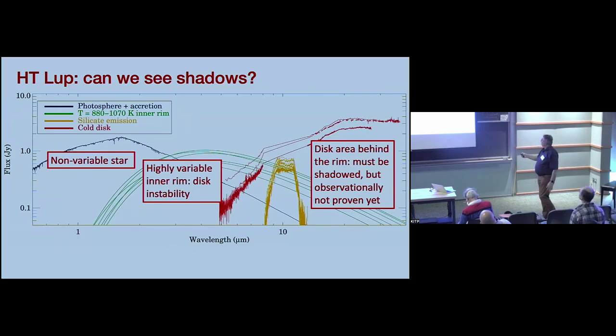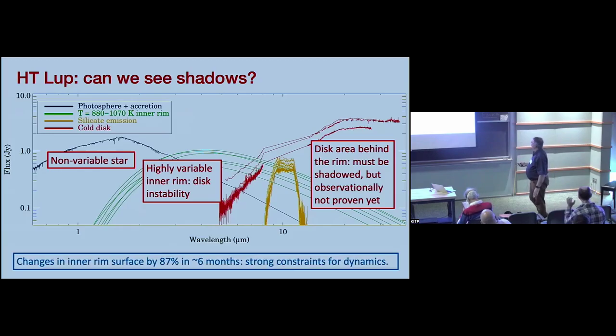We try to see it from the 3 points, because we have only 2 Spitzer and 1 Miri data. Of course, it does not work, but hopefully it cannot be anything else than shadowing. And here we say that in 6 months we have a lot of change in the inner rim surface.